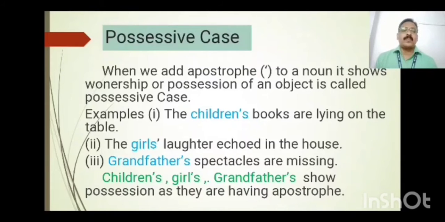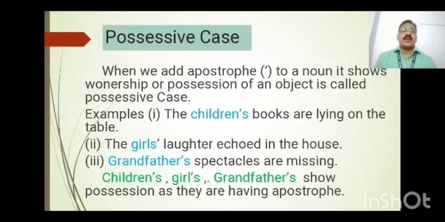Bit number 2. The girls' laughter echoed in the house. Here, whose laughter echoed in the house? The girls' laughter echoed in the house. As you can see, children, girls is plural, so we just add an apostrophe to it to show the possessive form.